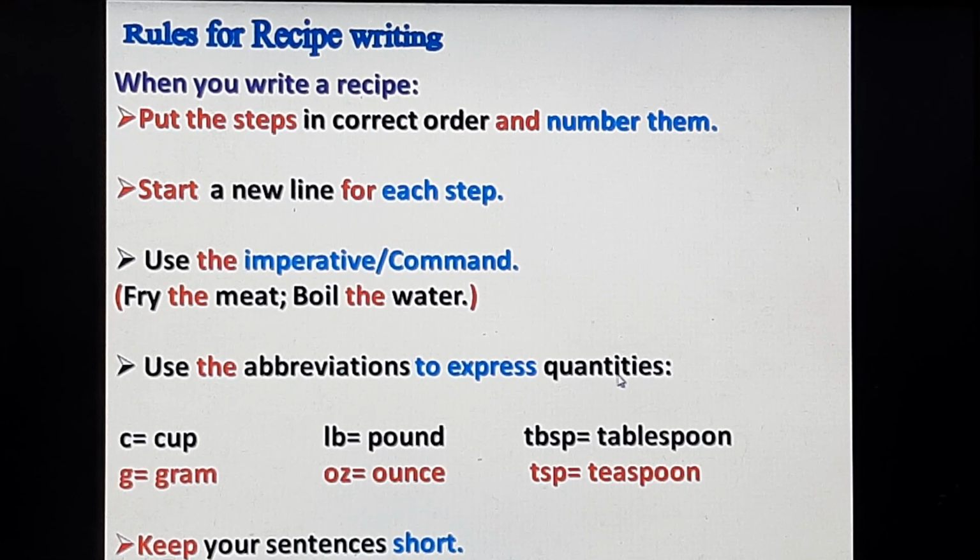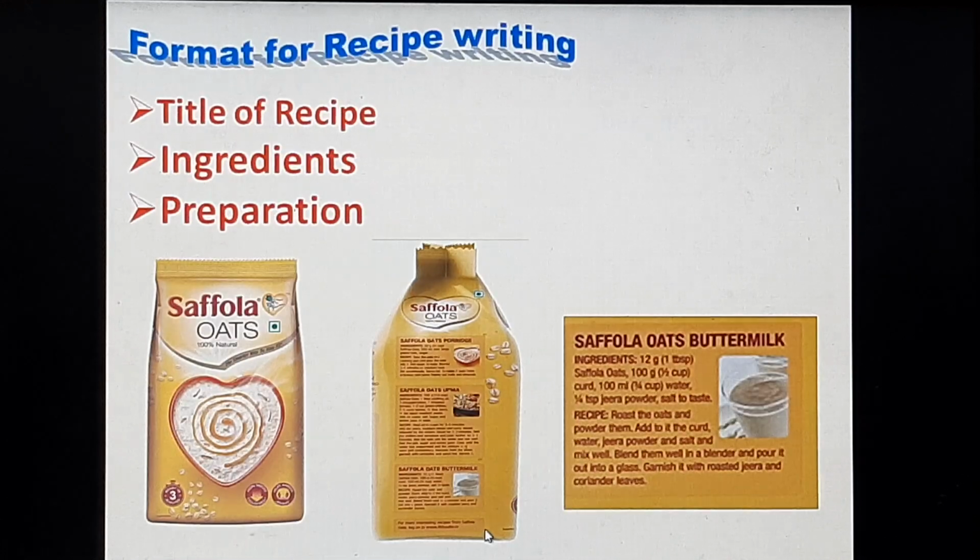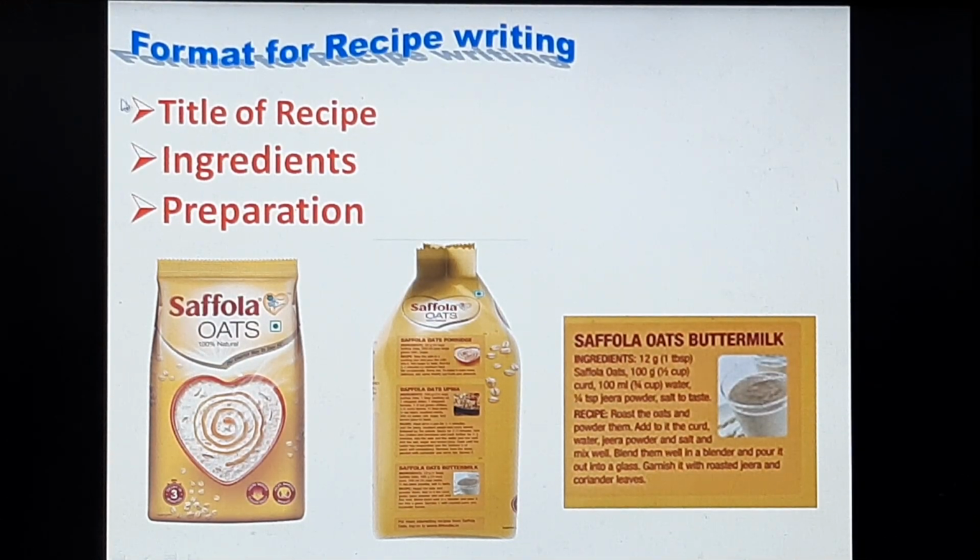Use abbreviations to express quantities: G for gram, LB for pound, tablespoon, teaspoon, etc. Keep your sentences short to make your recipe writing attractive. Now, format for recipe writing: title of recipe, ingredients, preparation.